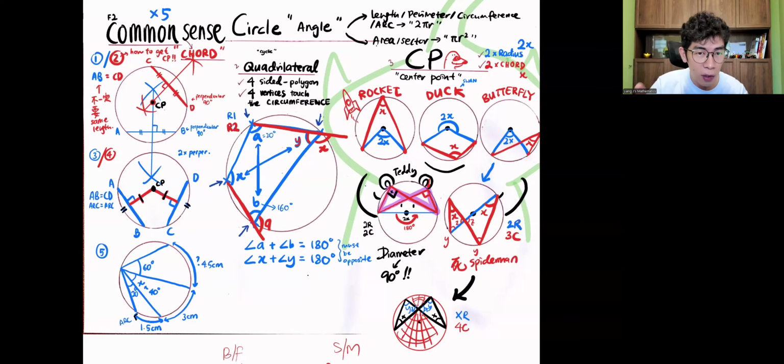And then you see whether your question relates to a center point or not. If let's say your question has a center point, then you focus on the first three: rocket, duck, butterfly. Okay, rocket, duck, butterfly. Of course, the full explanation to this, I put it on YouTube as well.